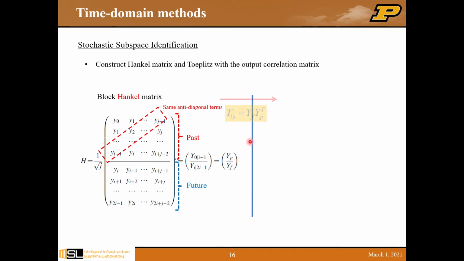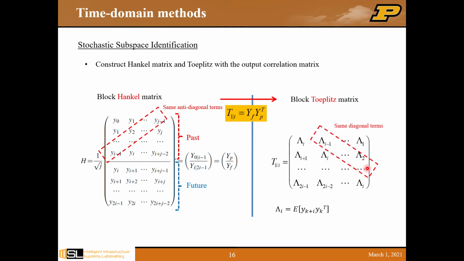Then we can compute the Toeplitz matrix T1|I, which is equal to YF times YP transpose, and we can build this block Toeplitz matrix. The Toeplitz matrix has a feature that the diagonal items are the same. Each item in this Toeplitz matrix, Lambda I, is actually the output correlation matrix.